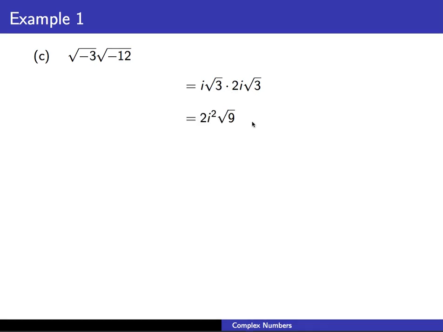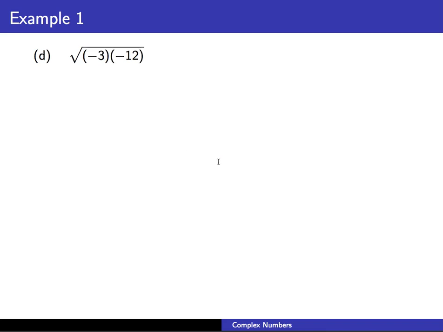So multiplying this out, i times 2i is 2i squared. Square root of 3 times the square root of 3 is the square root of 9. 2i squared is 2 times negative 1, which is negative 2. And the square root of 9 is 3, so negative 2 times 3 gives us negative 6.